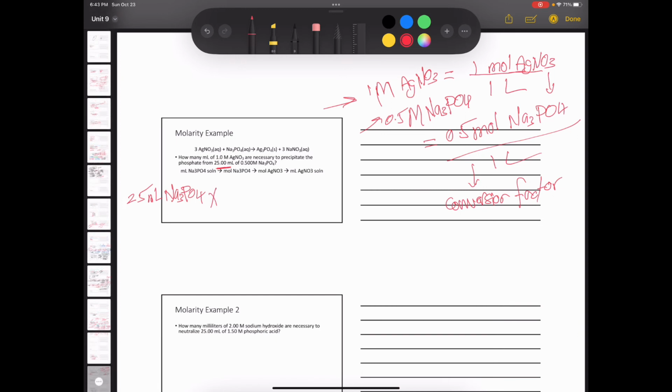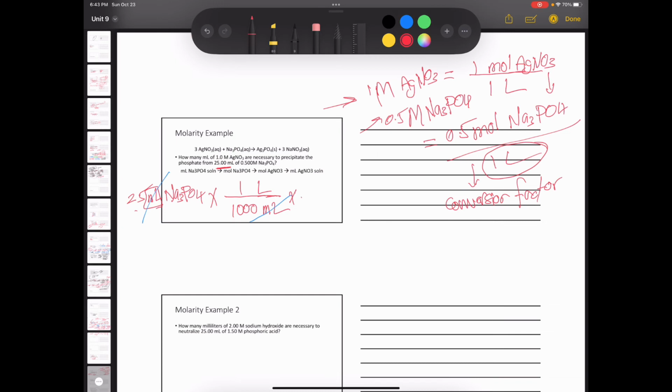Now, I can use my molarity, but I have a little problem because my molarity unit is in liters. This one is in milliliters. So what I need to do is convert these milliliters into liters. I can use the conversion factor from our old days of the international system, the SI system. So I need a liter up here and 1,000 milliliter in my denominator. So I can cancel out the 1,000 milliliter with the milliliter. So now my unit is in liter.